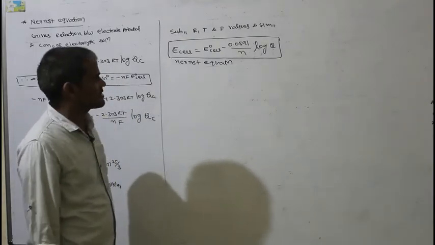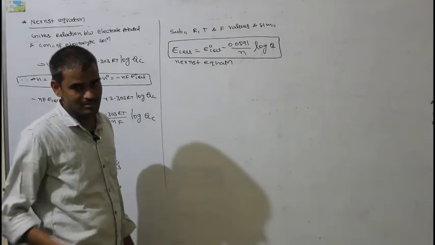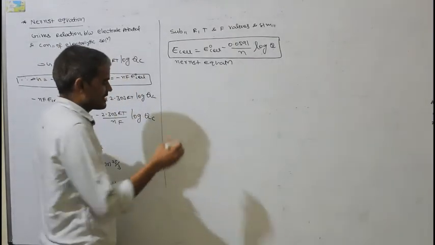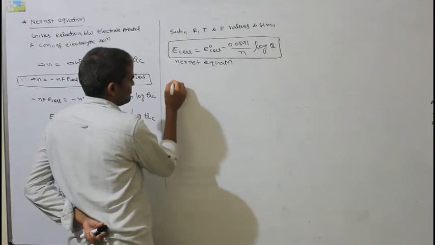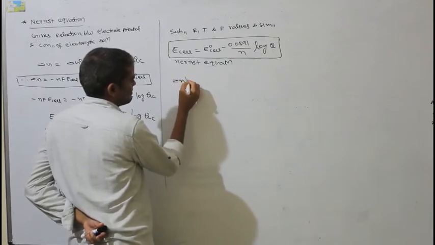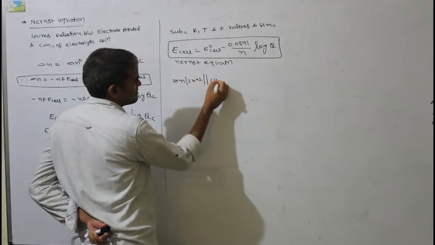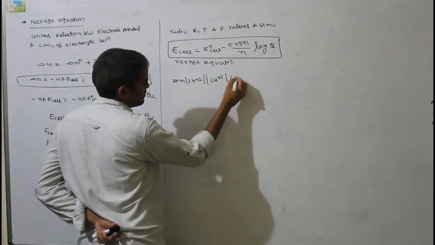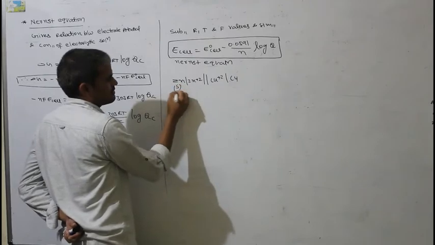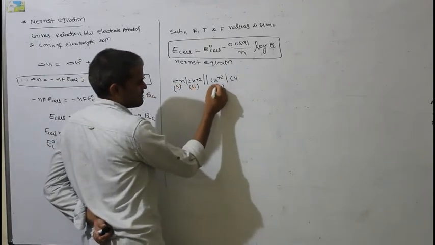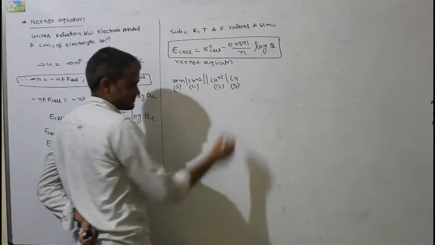This Nernst equation will change from cell to cell. The equation is the same, only the Q value we need. One simple example I will make: Zn slash Zn plus 2 double slash Cu plus 2 slash Cu. Zn is solid, Zn plus 2 is aqueous having C1 concentration, Cu plus 2 is aqueous having C2 concentration, and Cu is solid.